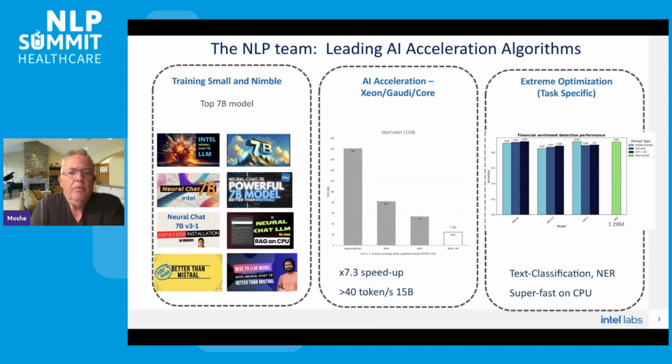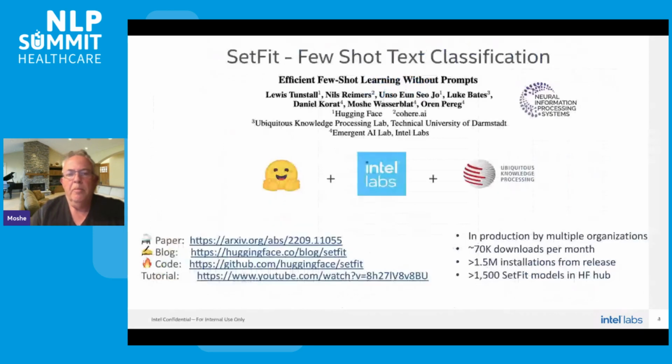And on the left side, we're also doing fine-tuning and pre-training from scratch, building new models. Recently, we had a new model which actually outperformed Mistral and was one of the top 7 billion models on the Hugging Face leaderboard. So let's start with some extreme optimization examples before getting to fastRAG.